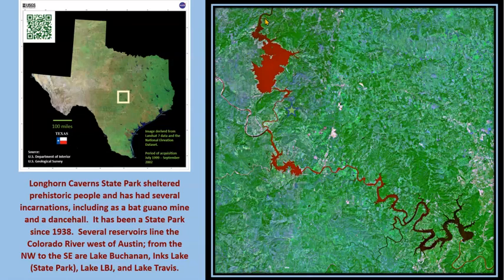From the northwest to the southeast, we have Lake Buchanan, Inks Lake, which hosts a state park, Lake LBJ, and Lake Travis, just west of the suburbs of the city of Austin. This image provides a good connection for the human footprint part of this exhibit, which follows.